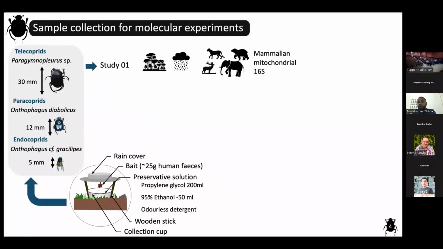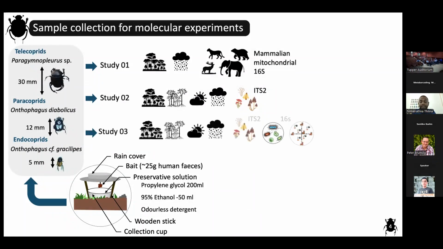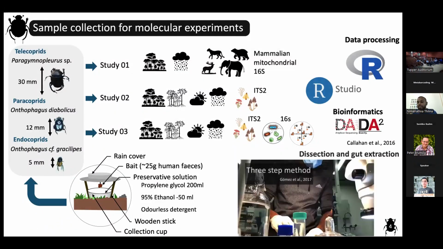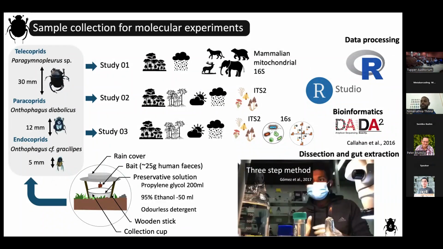For the first study, we collected dung beetles from the rainforest during the rainy season, and we looked at mammalian composition using the 16S gene. In the second study, we also included the rubber plantation and the dry season. There we looked at the ITS region, targeting fungi from the dung beetle gut. In the third study, we looked at bacteria from the dung beetle gut using metabarcoding. All the bioinformatics were conducted using the DADA2 pipeline in R, and the subsequent analysis was done in R.